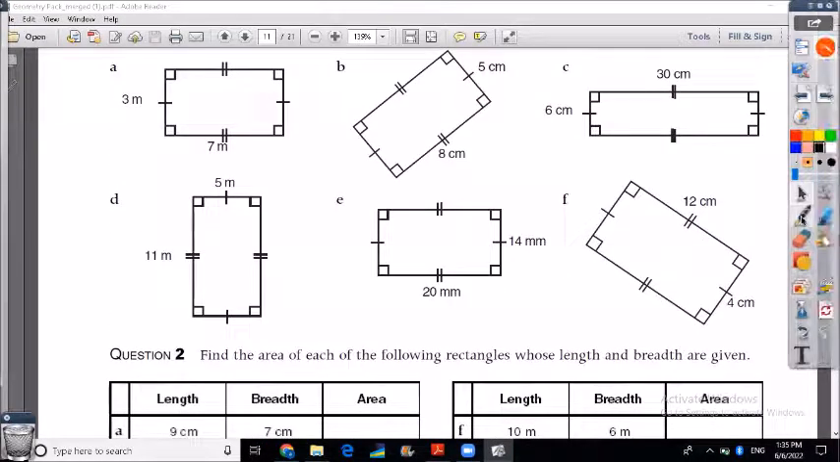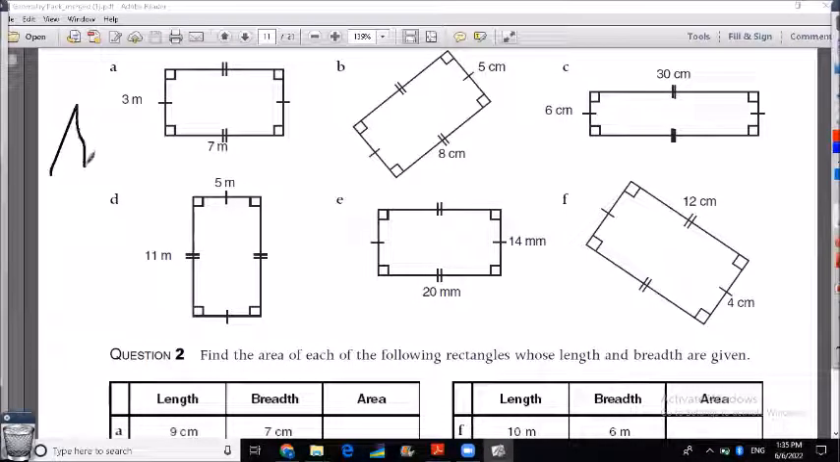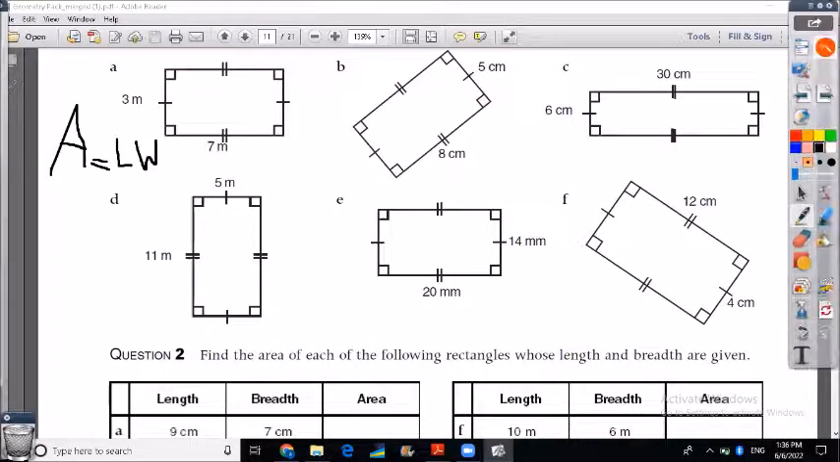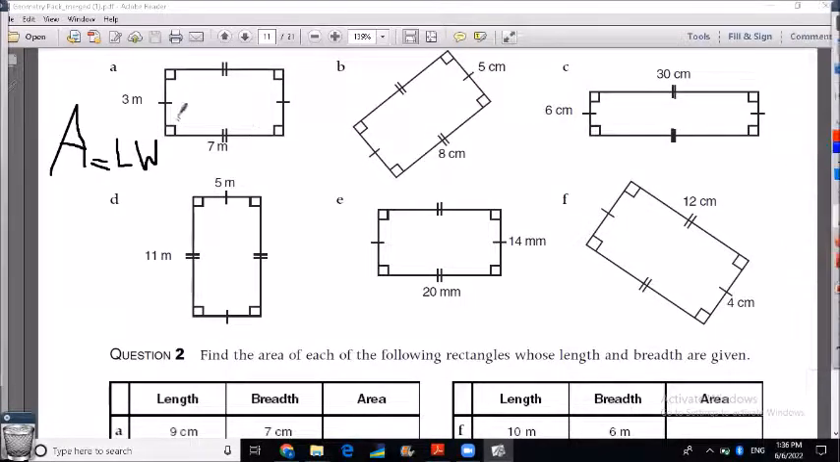Area of rectangles. We all know A equals LW. Again, guys, sorry about my handwriting. The area of any rectangle is length times width. So here I have the length. The length is the long one, the width is the short one. It's not necessarily the one at the bottom that is called the length.